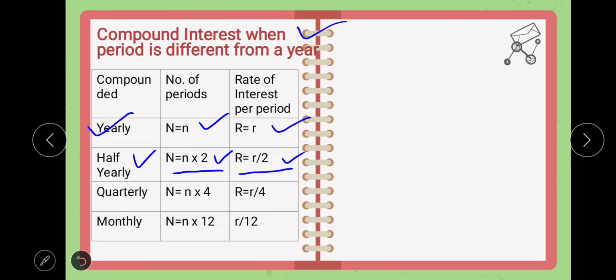In the same way for quarterly compounding, the value of n will be the number of years multiplied by 4, and the value of R, the rate of interest, will be the yearly rate of interest divided by 4. Then for monthly, in 1 year, compound interest is compounded every month. It means in 1 year, compound interest will be charged 12 times.